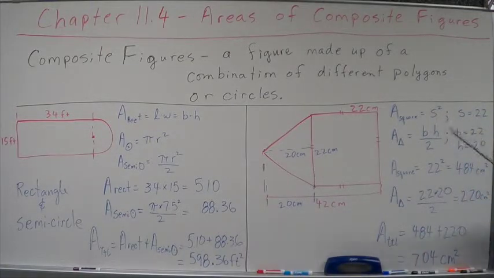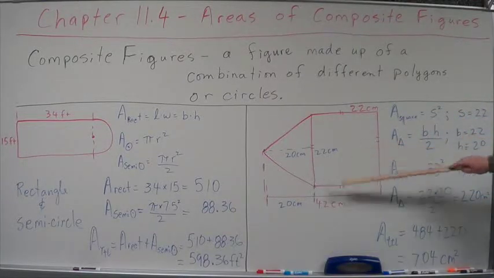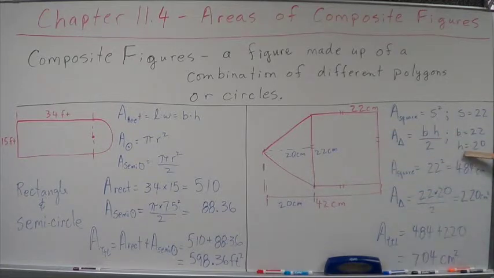Okay? So the area of the square is simple. It's just the side squared. The side is 22. Area of the triangle is simple. It's base times height divided by 2. The base, we're going to say, is 22, and the height is 20. So let's go for it.